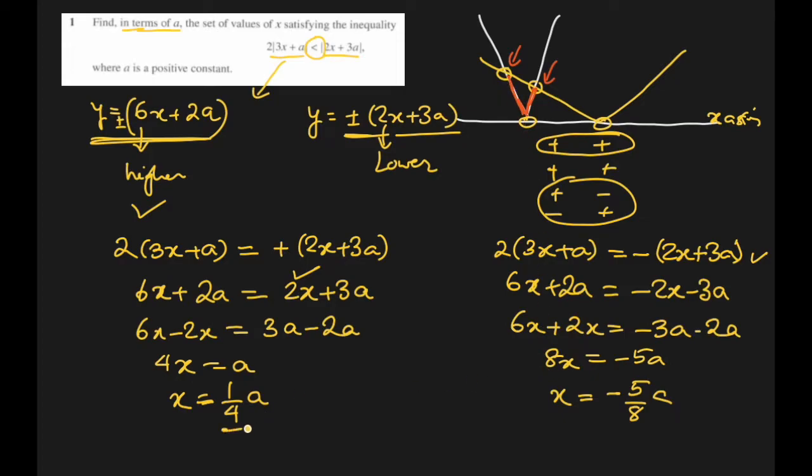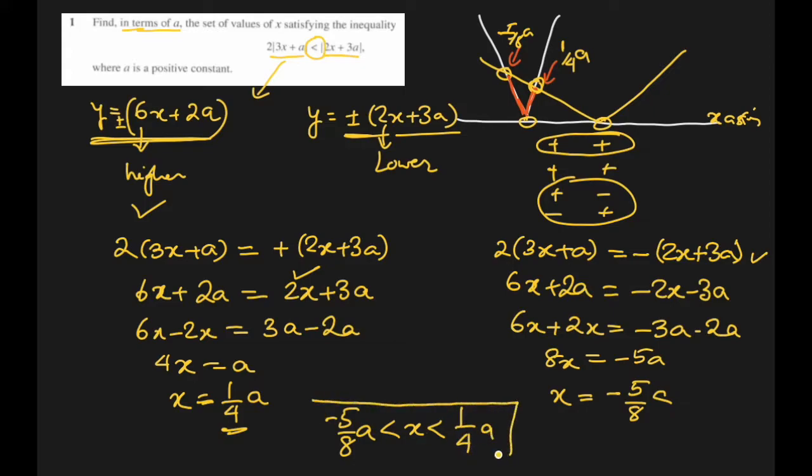Which one is lower out of these two? One is coming out to be positive, 1 over 4 a. That means this point of intersection is 1 over 4 a. The second one is negative 5 over 8 a. And since a is a positive number, definitely the positive will be the bigger one and negative will be the smaller one. So our answer is the one which is below in the higher gradient graph, and this will be your answer: x is between minus 5 over 8 a and 1 over 4 a, between these 2 points of intersection for sure.